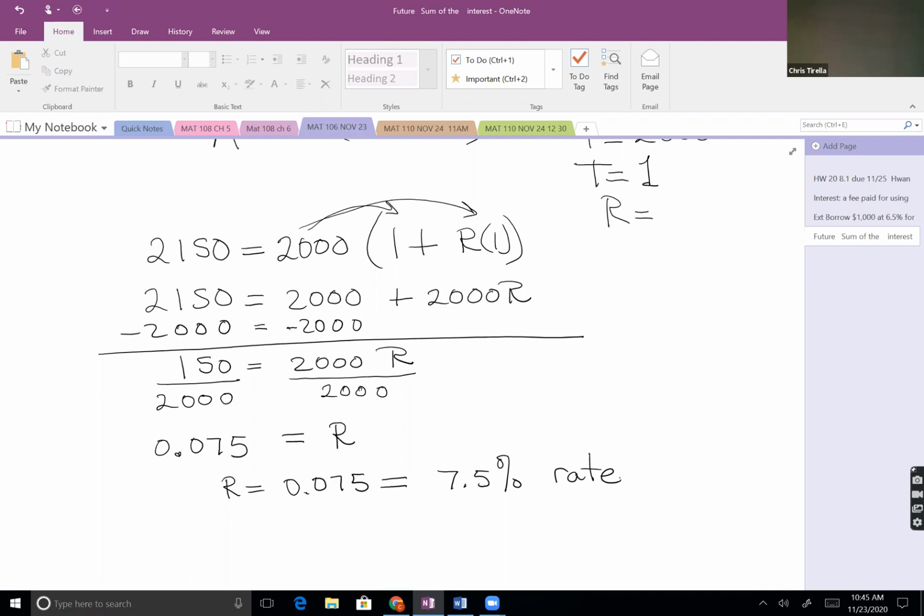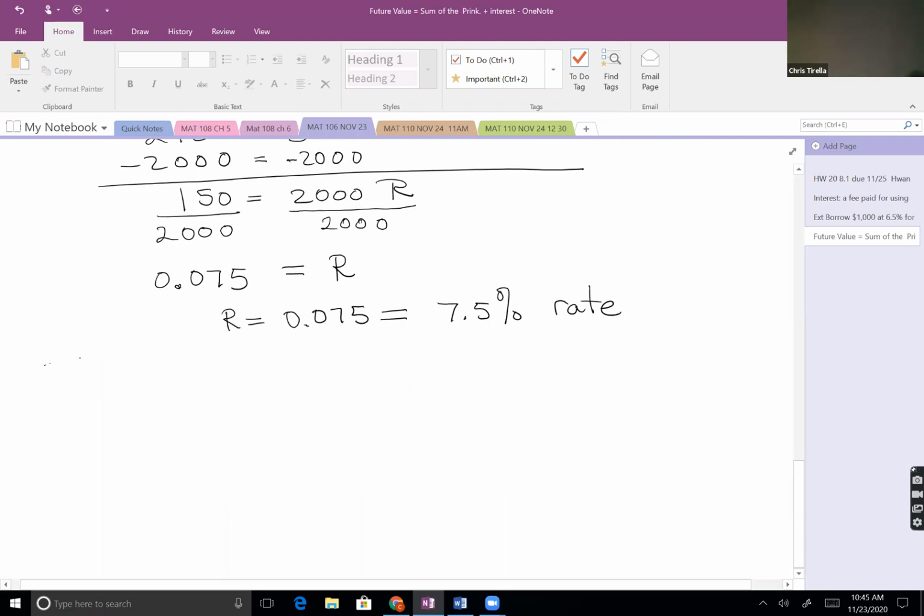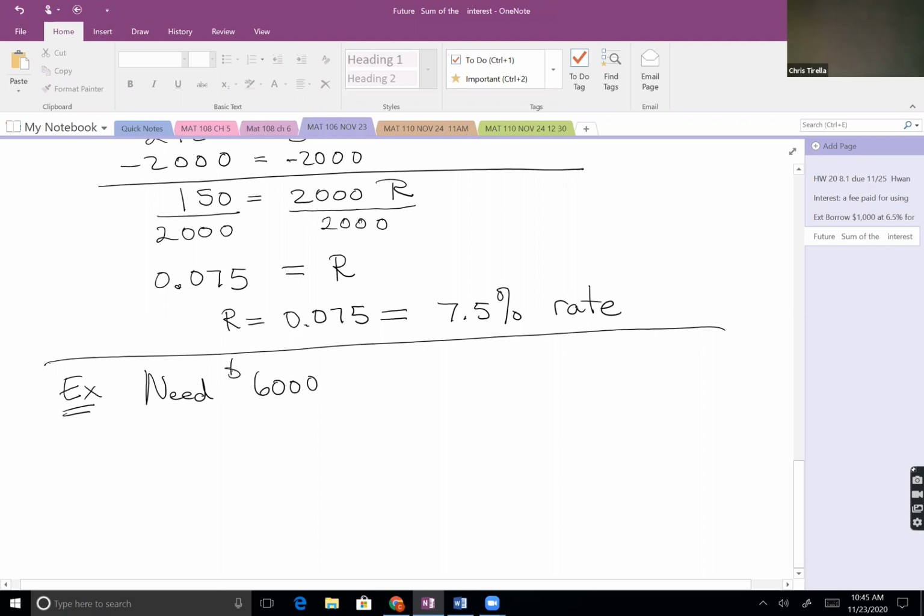Another type of problem you might see is something like, I need $6,000 in 2 years. How much should I invest now at 8% interest?